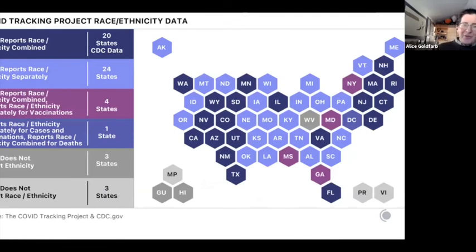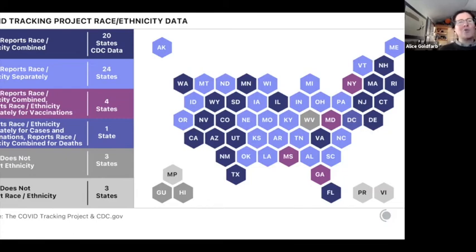So as with everything else, this leads to wild inconsistencies. There are 20 states that report race and ethnicity combined, as is done in the federal data. Another 24 states report race and ethnicity separately. So there's one table for race and another table for ethnicity, which means that for those states, it's much more difficult to compare the data that we're collecting from the state with the data that the CDC makes public, because somebody who is Hispanic and Asian will show up only as Hispanic in the federal data.